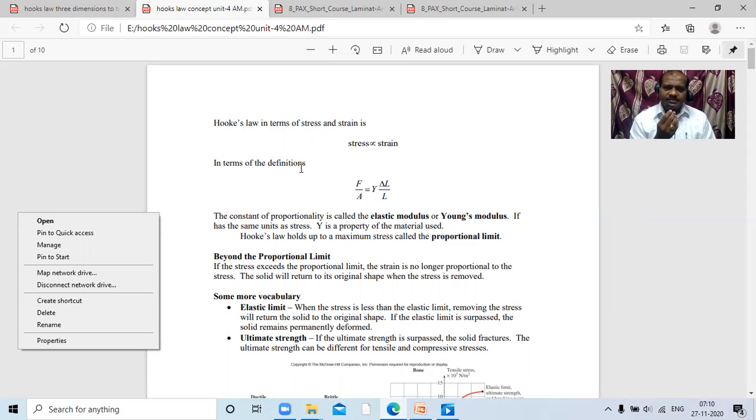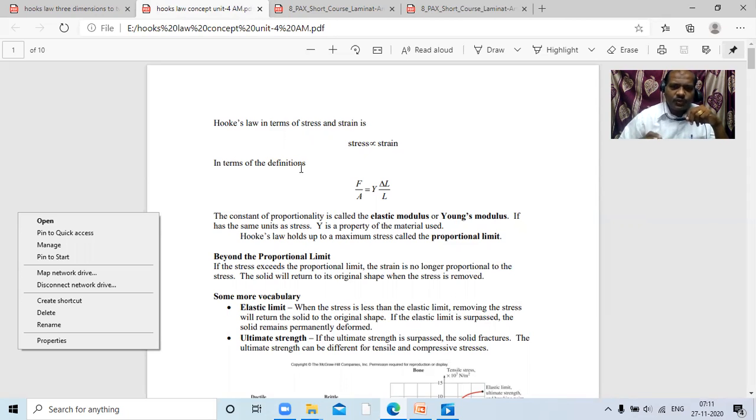Delta L is the change in length by the original length. Delta L is the change in length. L is the original length. Try to understand here. The constant of proportionality is called the elastic modulus or Young's modulus. It has the same unit as stress. Y is a property of the material used. So this is what we learned in the previous class.